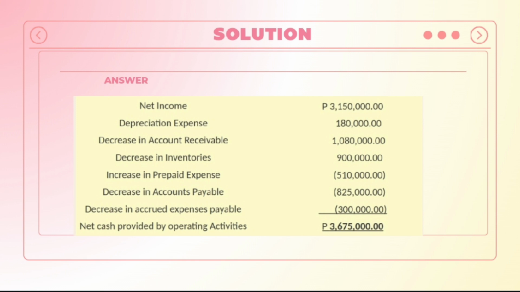Calculating the net amount. 3,150,000 plus 180,000 minus 1,080,000 minus 900,000 plus 510,000 plus 825,000 plus 300,000 equals 3,675,000. Therefore, the net amount of cash provided by operating activities using the indirect method is 3,665,000.